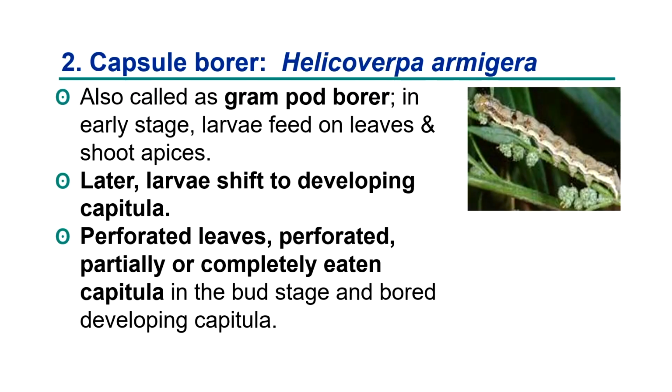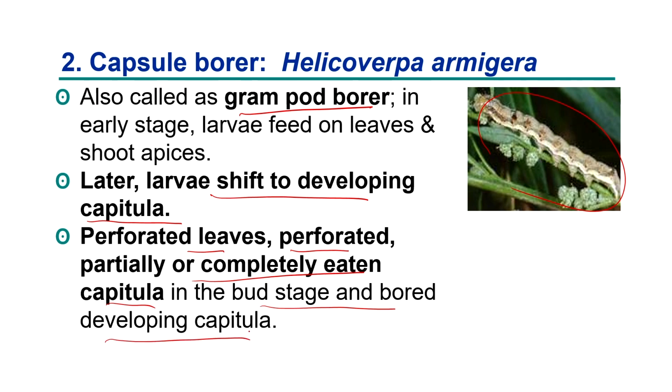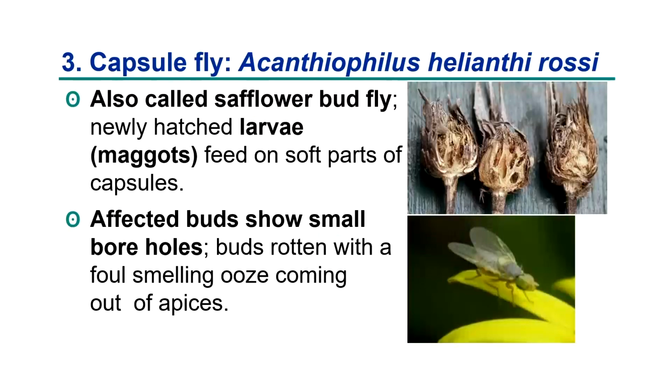Then we see capsule borer, Helicoverpa armigera, also called gram pod borer. You can see its picture on the right side. In the early stage, larvae feed on leaves and shoot apices. Later, larvae shift to developing capitula. Capitula is inflorescence. Perforated leaves, partially or completely eaten capitula in the bud stage, and bored developing capitula. So you can see it is making bores in the capitulum of this particular crop. So far as control is concerned, we will discuss their control together.